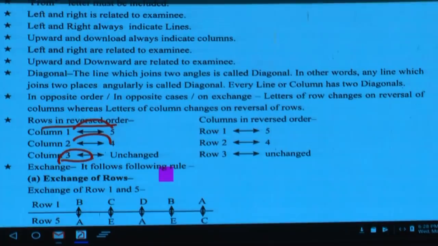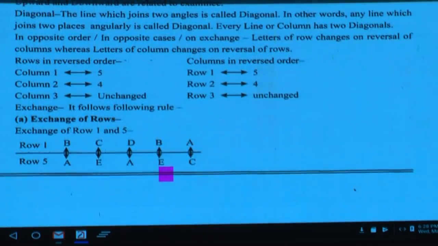And again coming to this one, in the case of rows, row 1 and row 5 will get interchanged, and row 2 and row 4 will get reversed. Then the columns, whenever the columns were interchanged, that means 1 and 5 and 2 and 4 will interchange, and 3 will be unchanged. And the next one, exchange of rows. Now in exchange of rows, if you exchange row 1 and row 5, then what happens here? This is how these elements will be exchanged.